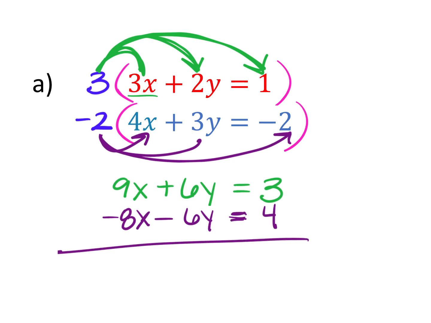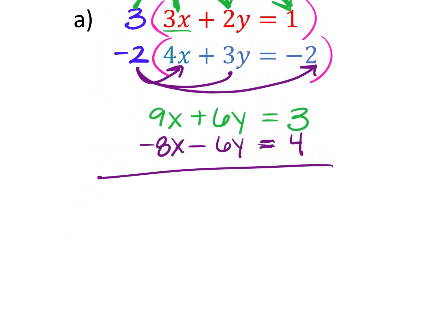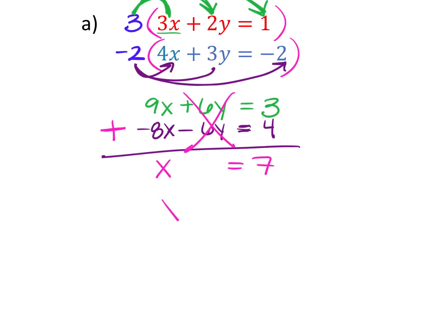Okay, now what we do is we add these 2 equations together because now we can eliminate our y's. So if we add 9x plus a -8x, what do we get? 1x, right? So you can just call it x. If you want to put the 1 in, go for it. 6y plus a -6y is 0. That goes away. 3 plus 4 is a 7. Look how nice this one is. We know our x value already. There's nothing to divide by. X is 7, okay? So that's the first part of it. X is 7. But we're not done.